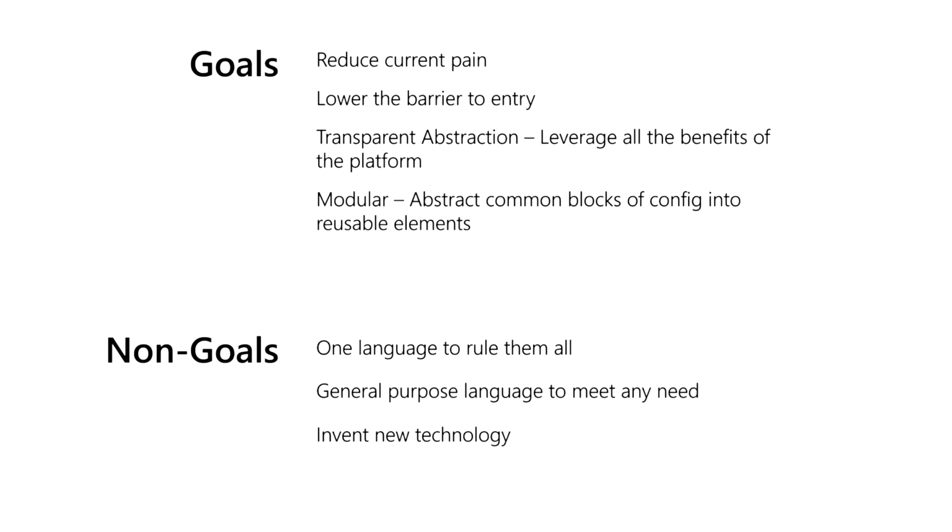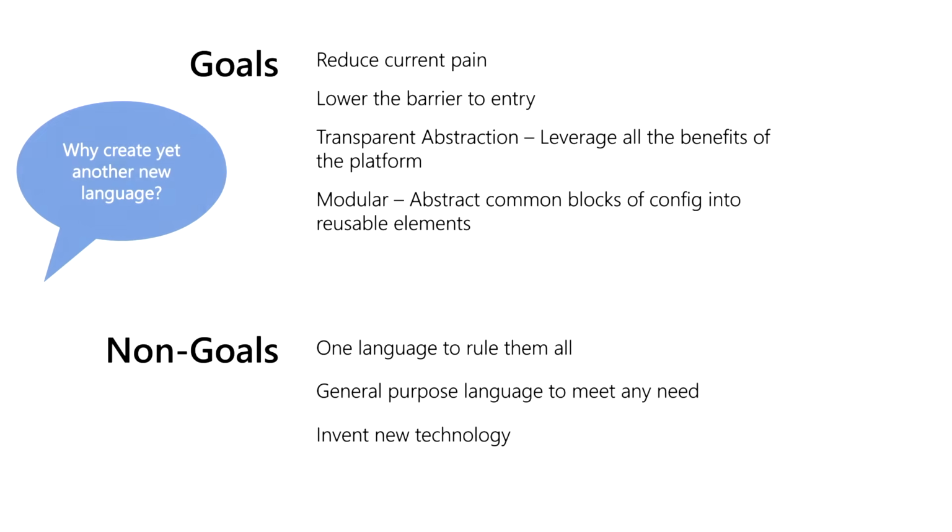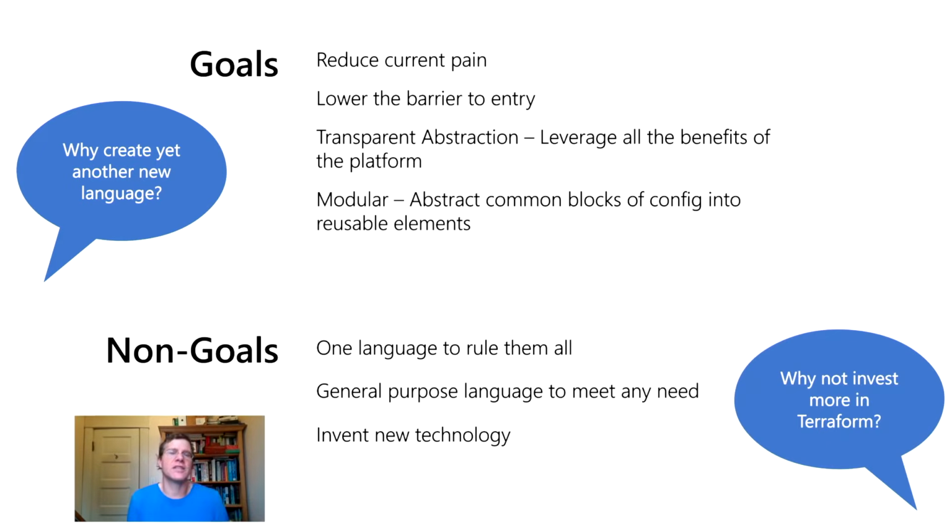So when we think about this in general, we get a lot of questions about why we are trying to do this. And I think hopefully I've talked through a lot of our motivations, a lot of the pain points that we've seen. But there are still some specific questions that we see people asking. Like, why are you bothering to create a new language? Why not use something that's pre-existing? For example, why not invest more in Terraform?